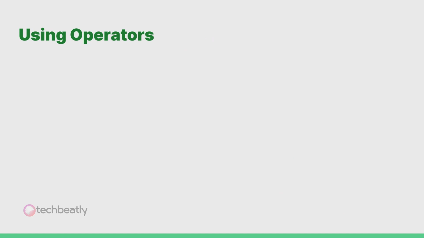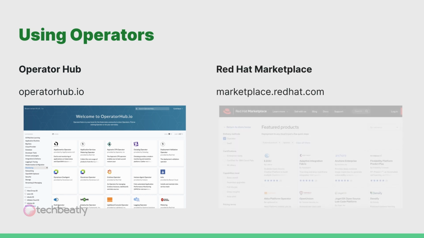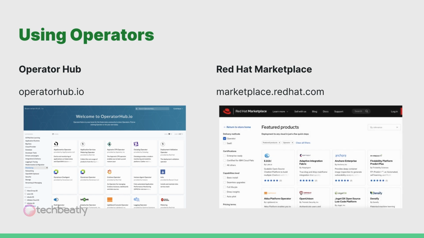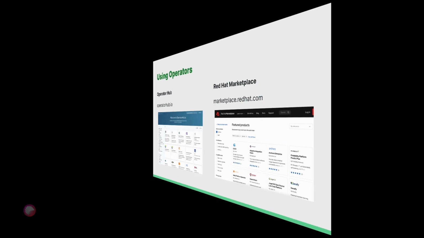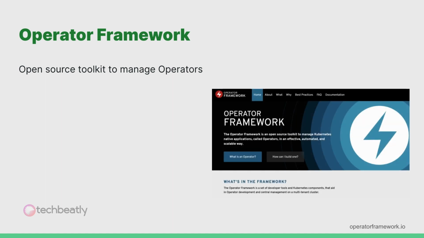OperatorHub is the web interface to discover, publish, and use operators. You can find a lot of operators contributed by industry experts, the community, and other vendors. You can also use operators from the Red Hat Marketplace. You can develop your own Kubernetes operators using the Operator Framework, which is an open source toolkit to design, develop, maintain, and manage Kubernetes operators and applications.